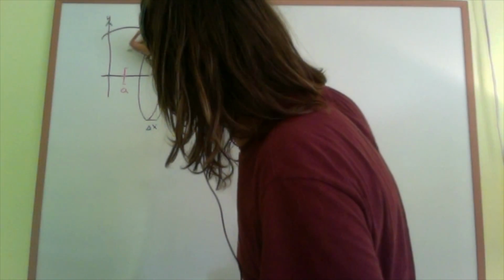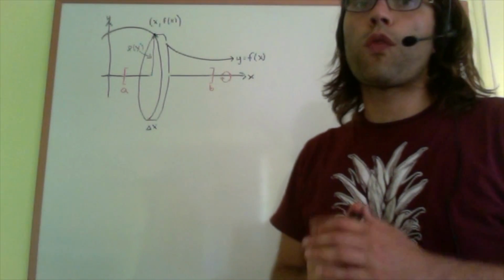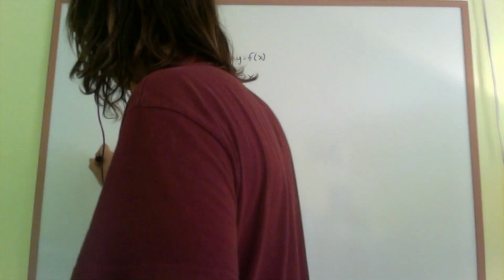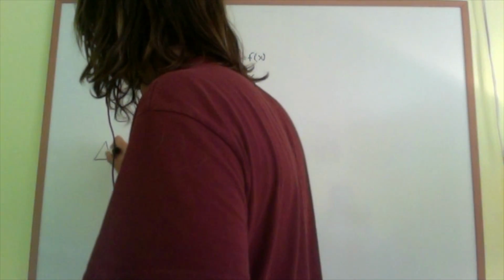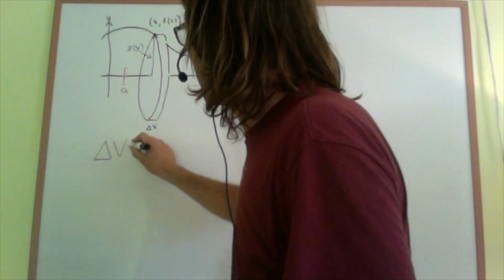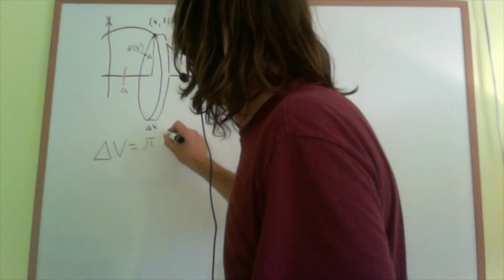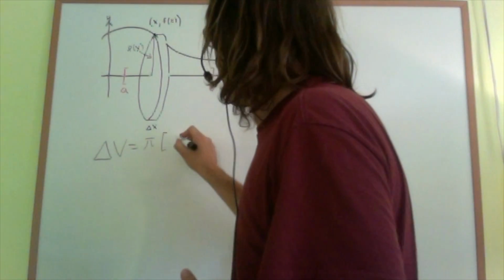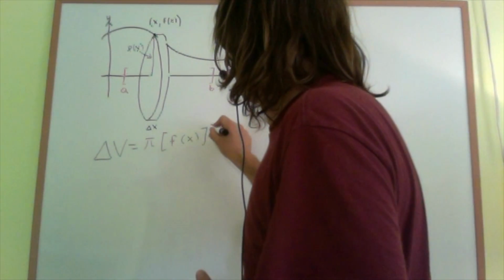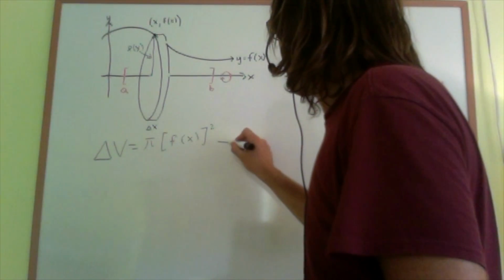is f of x, and the thickness here is delta x, we know from the formula for a cylinder that a little piece of the volume of the solid generated by rotating this region about the x-axis, delta V, is going to be the area of the disk, which is pi, and then our radius here, which is f of x, squared times a bit of thickness here, delta x.